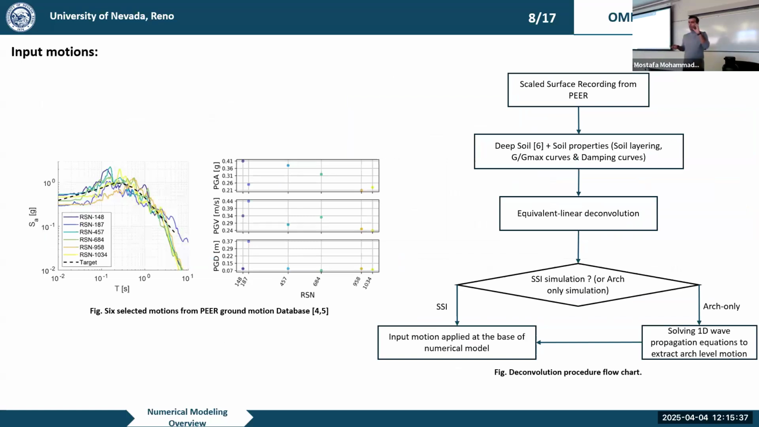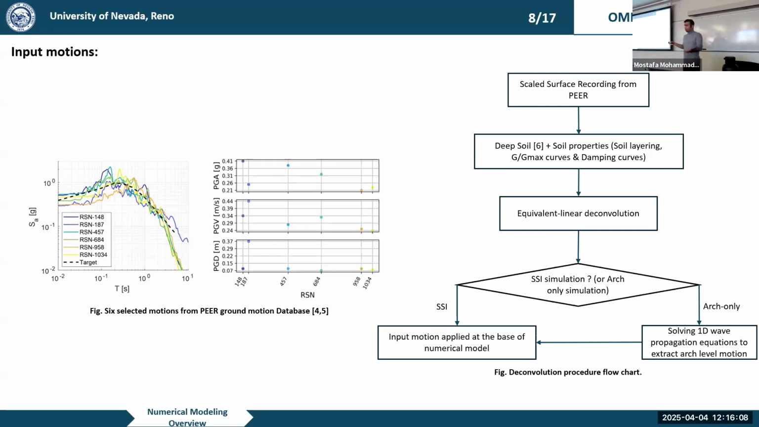The last part of the modeling was the input motion. The focus of our study was the earthquake-prone area, something like Southern California. So we came up with a target spectrum here that you can see. We got it from the PEER ground motion database. And after having that target, we found 6 ground motions, and you can see the PGA, peak ground acceleration, PGV, and PGD of those motions.